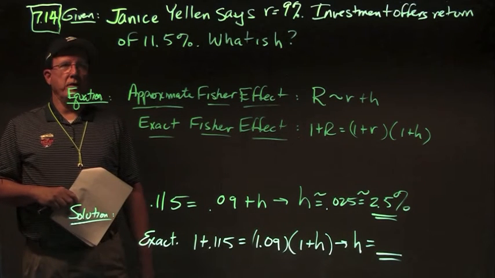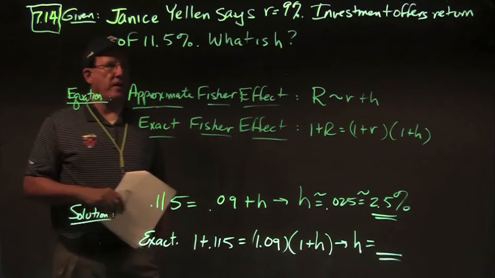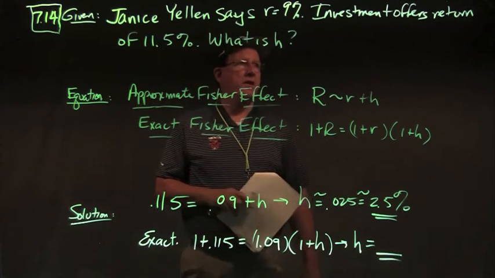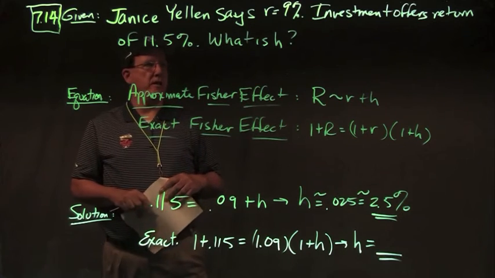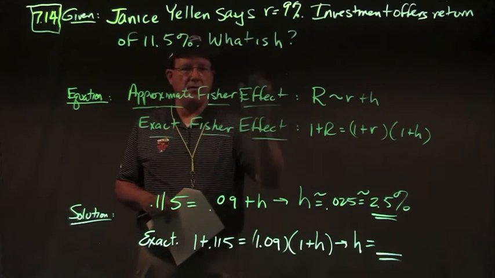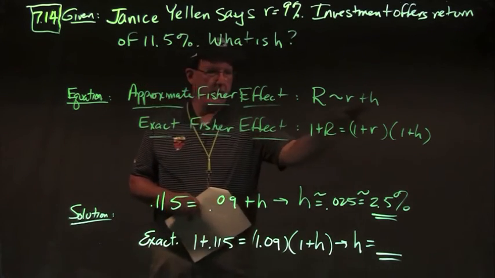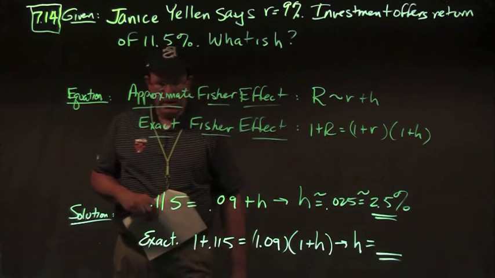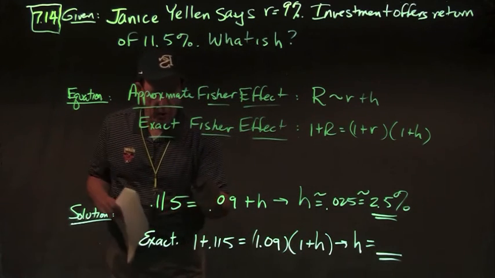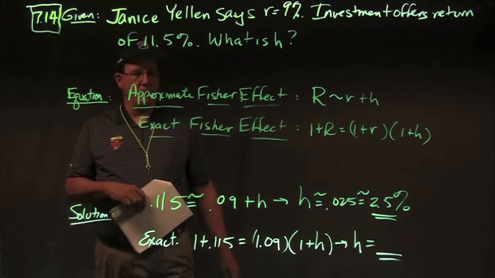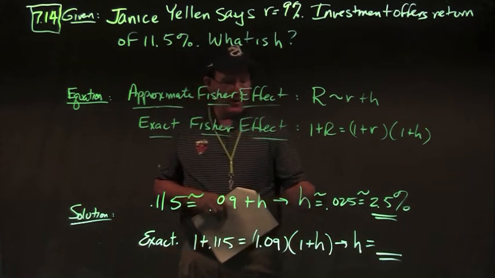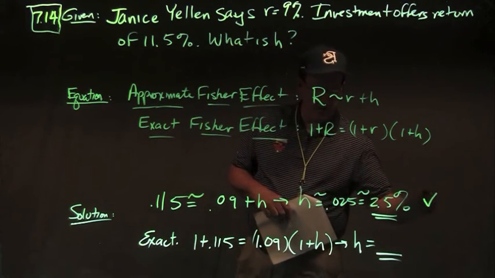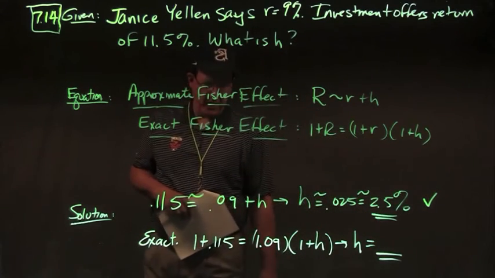In problem number 14, we're given that Janet Yellen says the real rate of return is 9%, an investment you have offers a return of 11.5%, the total return. What is h? What is the inflation rate? Again, big R equals little r plus little h approximately. So 11.5 equals approximately 0.09 of real plus some h. We do the calculation, we get an h of 2.5% approximately.